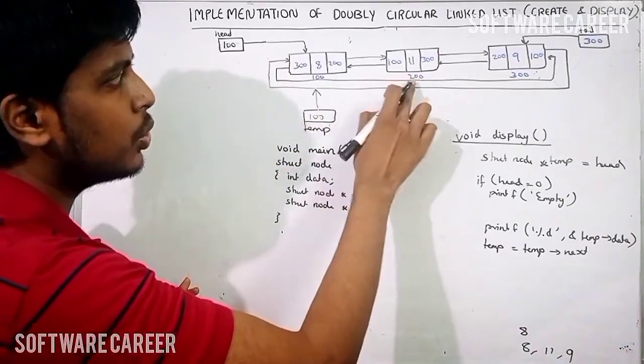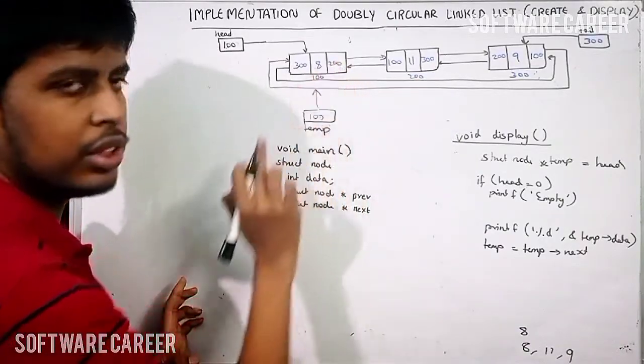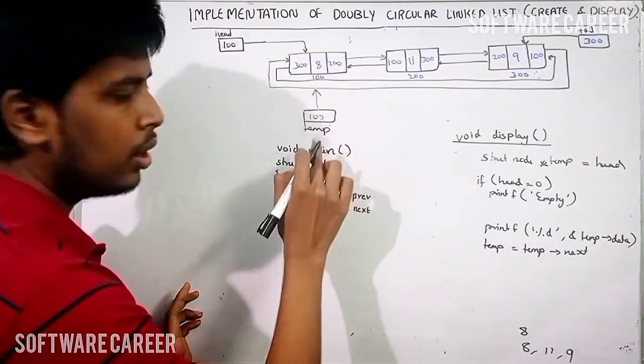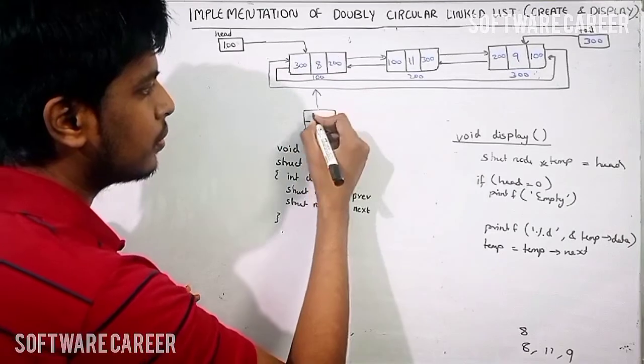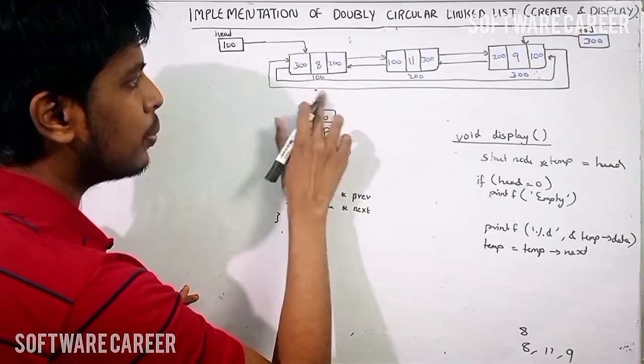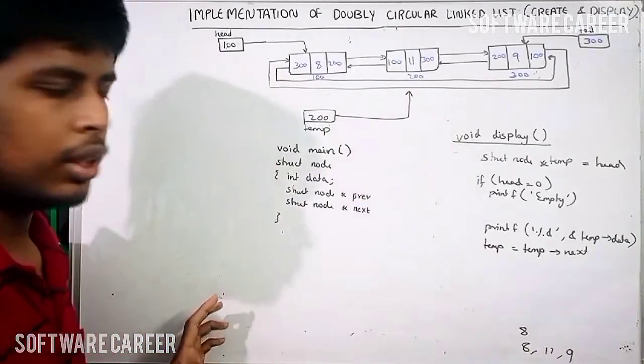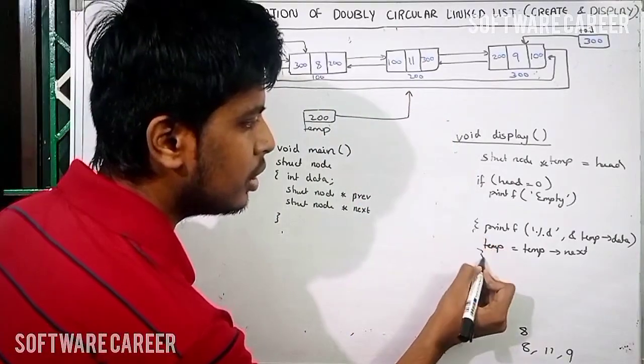Where can you get address 200? By using the next pointer of this node. So I am writing temp next. 100's next is 200. That 200 I am putting here. So now this pointer is getting cancelled and it moves to here. Now the same step is done. See, this is the second step.